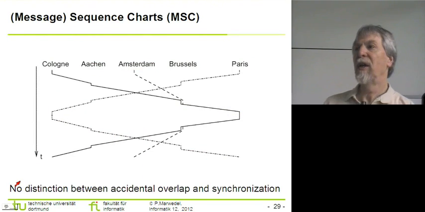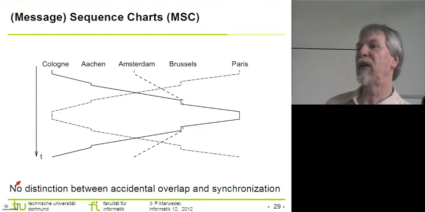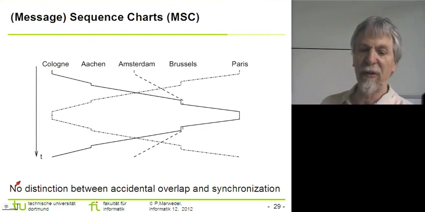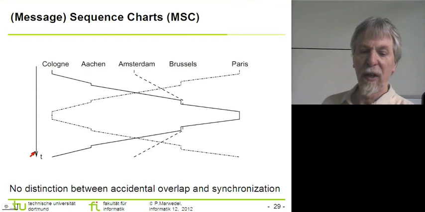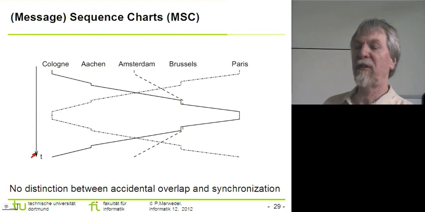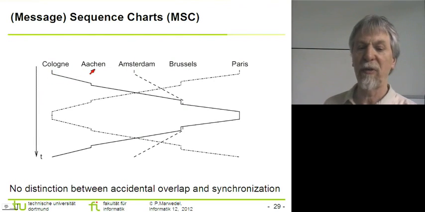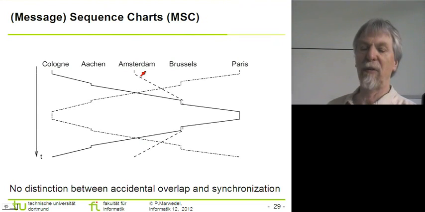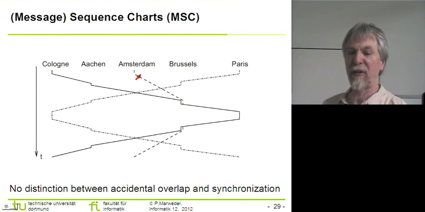There are more applications of these sequence charts. For example, we can try to describe the traffic on the tracks of a rail system using these sequence charts. In this case, we will see this later on, the time typically reflects real time, and the different locations over here typically correspond to stations. So in this case, we are describing the fast train traffic that exists between Cologne, Aachen, Amsterdam, Brussels, and Paris.